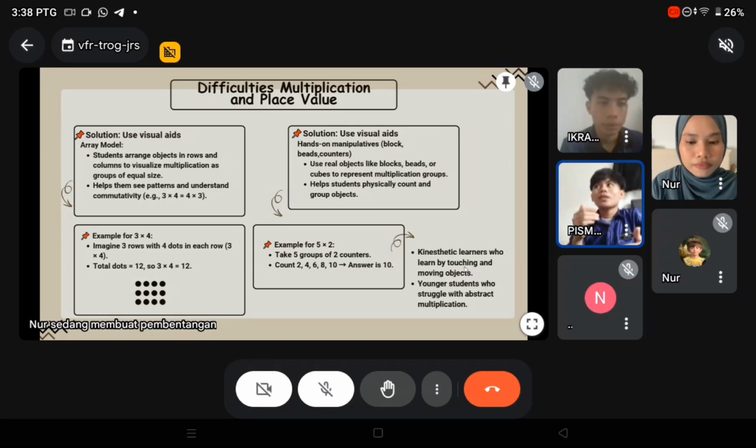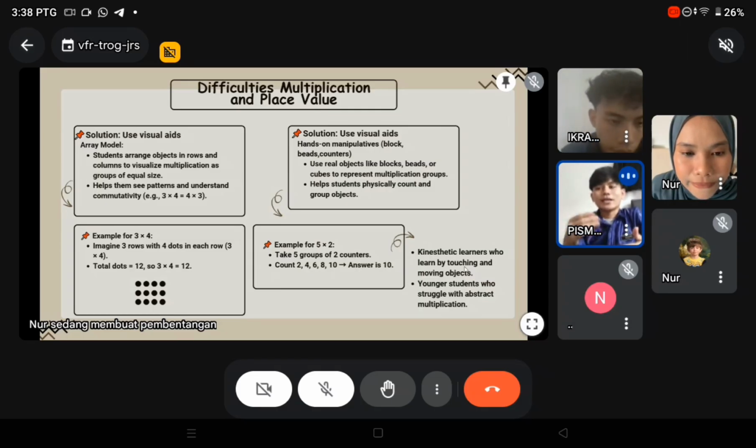This way helps them see pattern and understand commutativity. For example, the question 3 times 4. So in the array model we can imagine 3 rows with 4 dots in each row. We can look at the example.